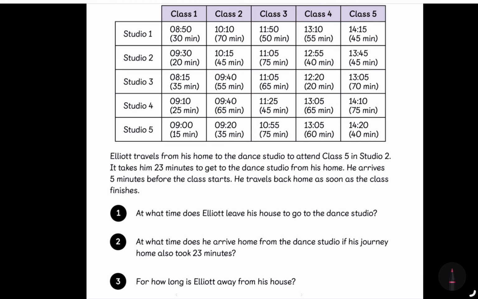The question reads: Elliot travels from his home to the dance studio to attend class 5 in studio 2. Okay, our first hint: it takes 23 minutes to get to the dance studio from his home. He arrives 5 minutes before the class starts. He travels back home as soon as the class finishes. We've got the hint now.